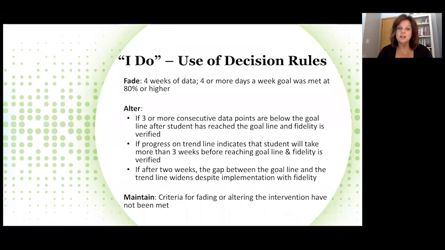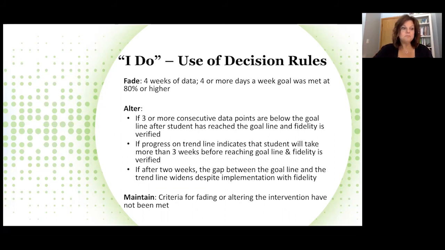The other alter condition: if progress on a trend line indicates that the student is going to take more than 3 weeks before they reach their goal line, and we have verified fidelity, that's going to trigger some altering of variables. And the last condition for altering is after 2 weeks, the gap between the goal line and the student's line is widening. Basically, we're making them worse. Then that's where we're going to alter the variables in some way. Then by default, if we have not met fade criteria or alter criteria, then for the next 2 weeks or so, the student is going to continue in the intervention as is.